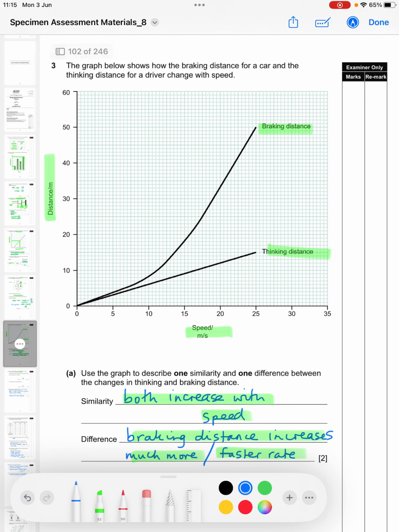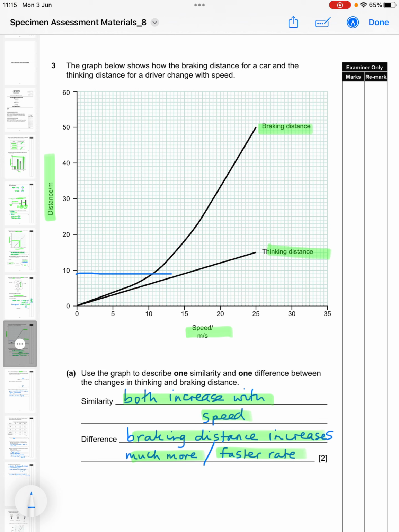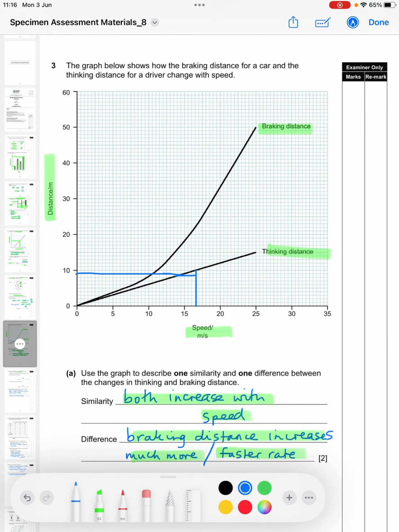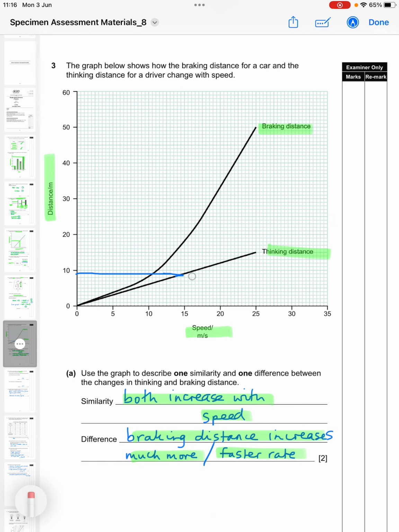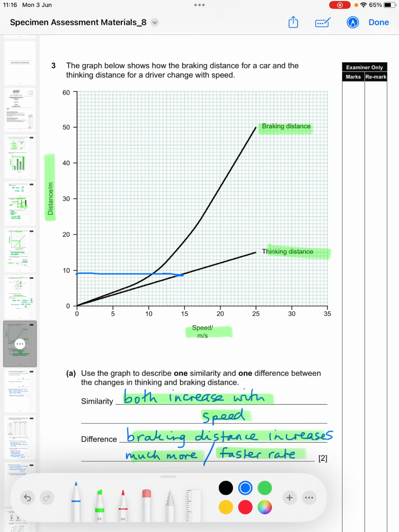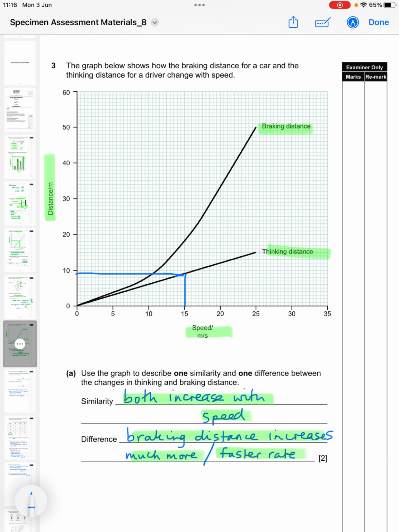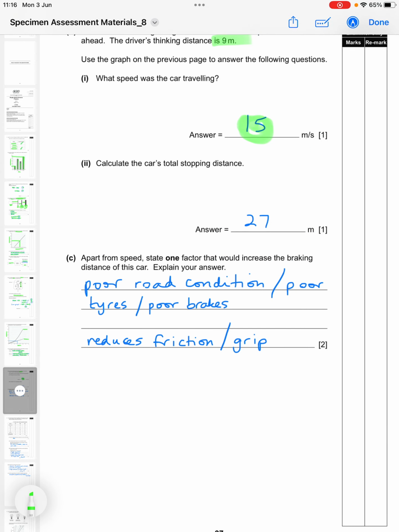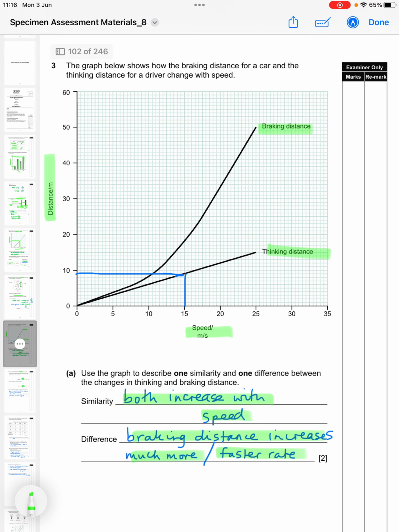So if we go back here and then look at the graph, the thinking distance is 9 metres. So that is here, and that's coming in then at 15. That's not very accurate there, but it's coming in at 15. And there we go. And then calculate the car's total stopping distance, so it's 27.